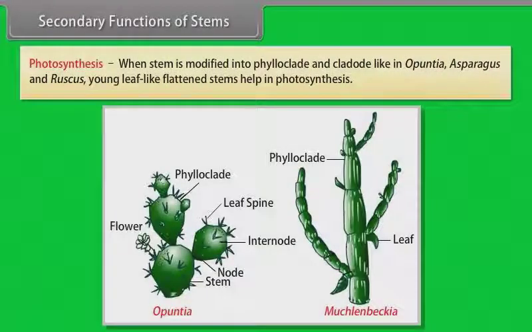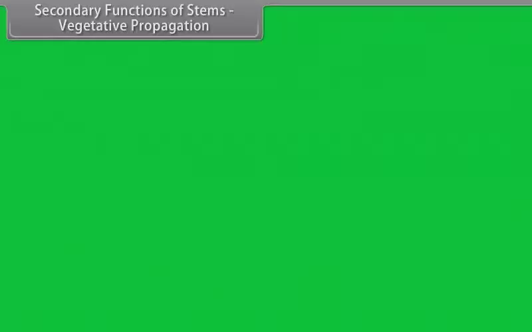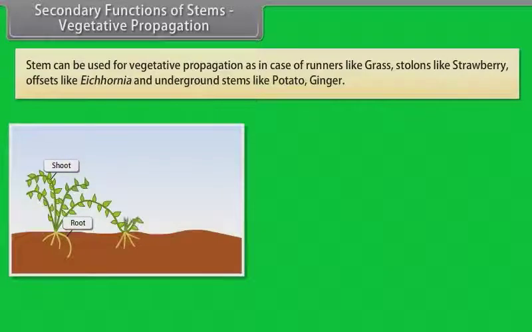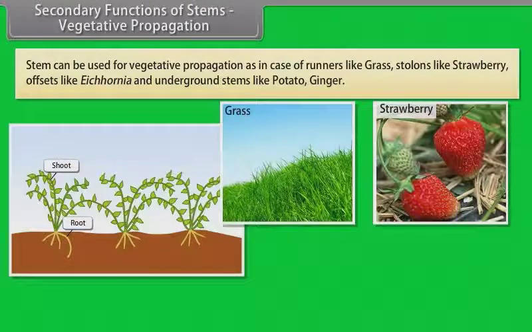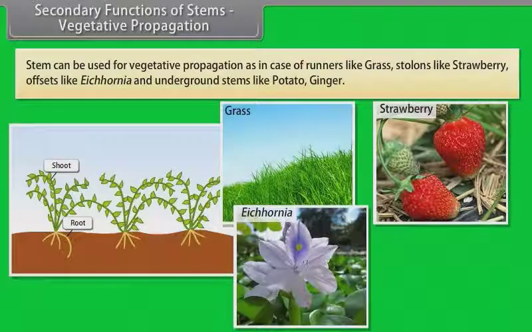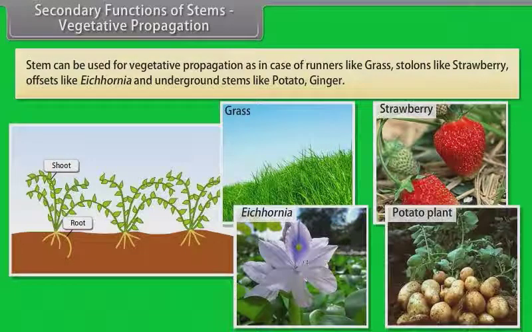Photosynthesis. When the stem is modified into phylloclade and cladode, like in Opuntia, Asparagus, and Ruscus, young leaf-like flattened stems help in photosynthesis. Secondary functions of stems. Vegetative propagation. Stem can be used for vegetative propagation, as in the case of runners like grass, stolons like strawberry, offsets like eichhornia, and underground stems like potato and ginger.